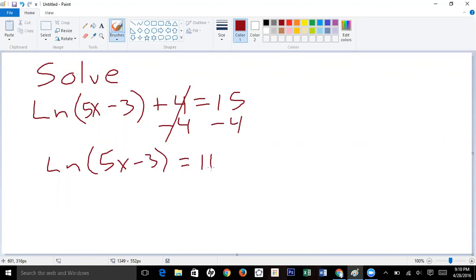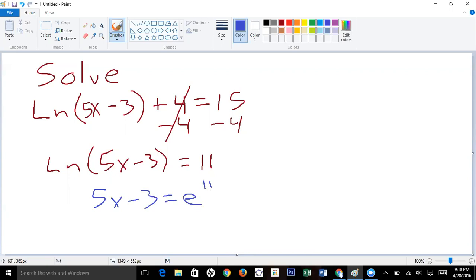At this point, we've got our natural logarithm by itself. We want to take this and turn it into an exponential. And the way we're going to do that is by taking the base of e, which is the implied base of the natural log, and pushing that base of e over to the other side. So in doing so, I get the new equation 5x minus 3 equals e raised to the 11th power. Now the nice thing about this is our x is no longer trapped inside of our natural logarithm.